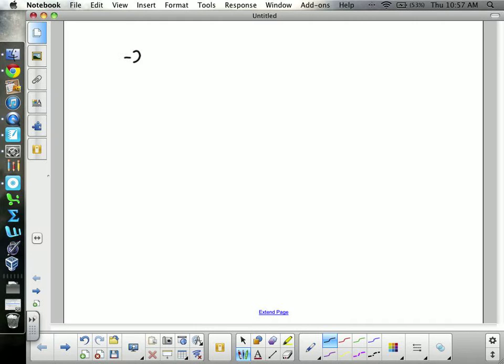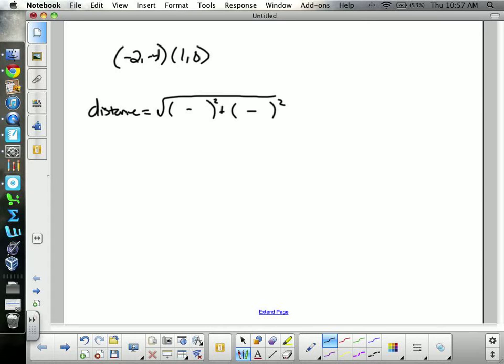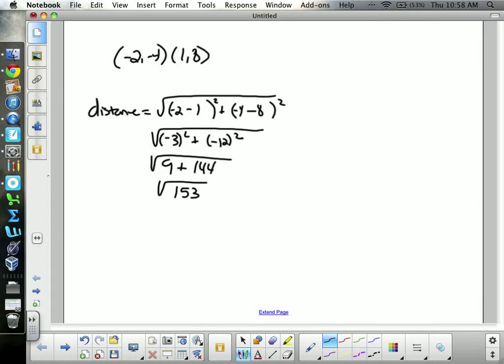So we had negative 2, negative 4 was one point, and 1, 8 is the other. With negative 2, negative 4, and 1, 8, the distance: first, we set up our blank formula, and we put our x's in, negative 2 and 1. We put our y's, negative 4 and 8. And we simplify. Now, again, what I noticed a lot of when people were doing distance formula last time is they weren't setting it up. You're trying to dive right towards the solution. But I want to see that you get the numbers in the right spots. Negative 3 squared, we do it one step at a time, plus negative 12 squared. That's 9 plus 144, the square root of 153. That's the distance between those two points.